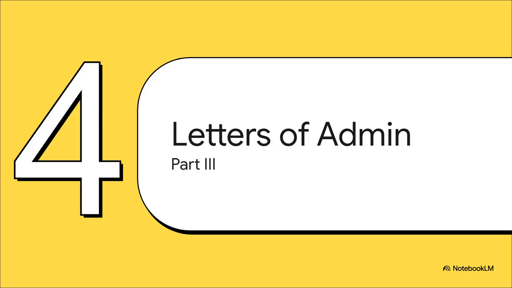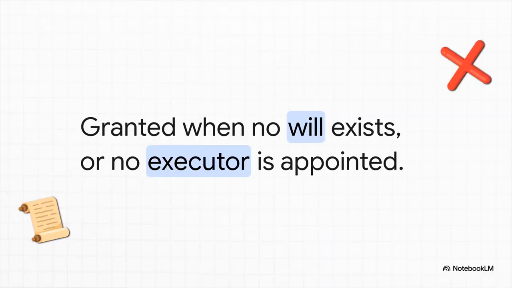Moving on to Heading 4, Part 3, Letters of Administration. Point 8. Meaning. Granted when no will exists or no executor is appointed. You have got to clearly distinguish this mechanism from a probate. Remember, probate is when there is a will and an executor.